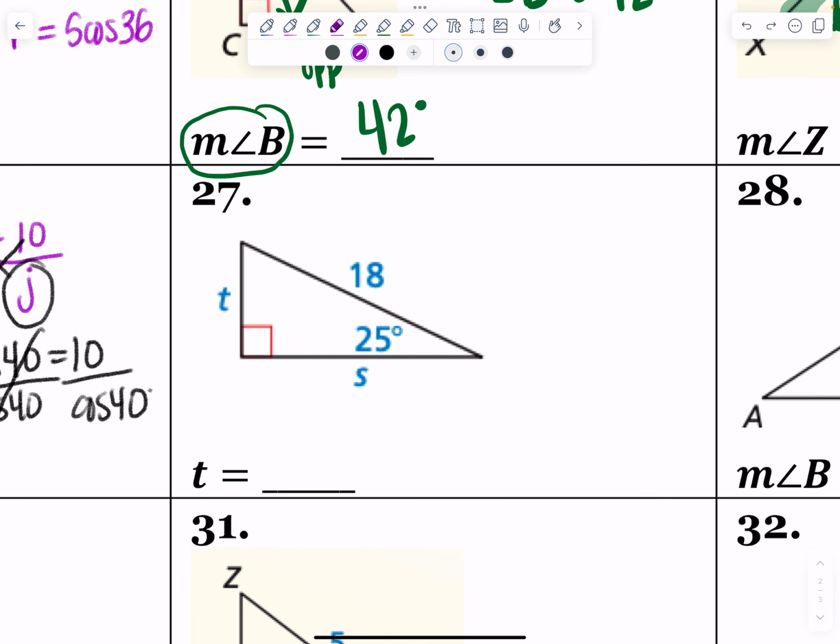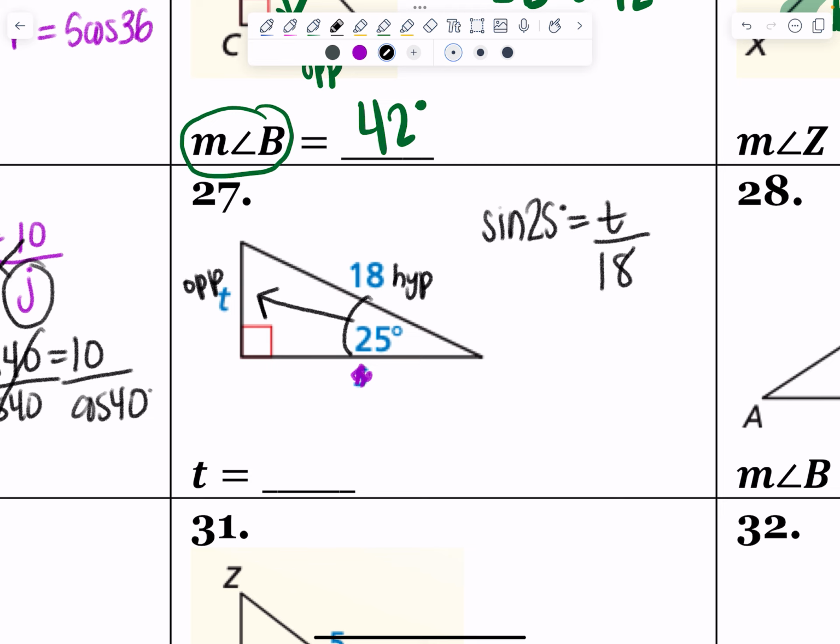All right, solving for another side length, we're solving for T, so let's scribble out S. Don't even be distracted by that. So from 25, T is my opposite. From 25, 18 is my hypotenuse. So I'm going to be doing sine of 25 degrees is equal to the opposite of 25, which is T, over the hypotenuse, which is 18.